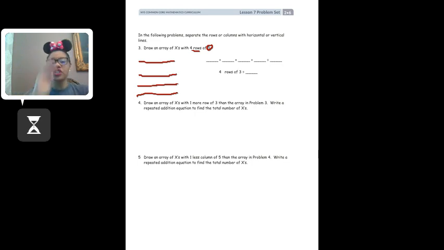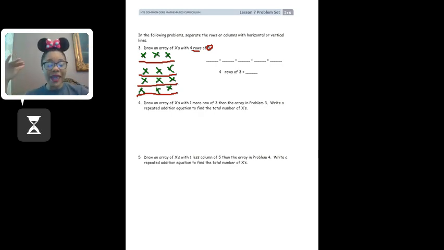That's right, 3. So for my first row, I'm going to use my green pencil to make 3 x's. So now we have 1, 2, 3. So we have 3 x's in the first row. Then we're going to have 3 x's in the second row. Then we're going to have 3 x's in the next row. And then we're going to have 3 x's in the last row. 1, 2, 3. So now I have 4 rows that has 3 x's in each row.